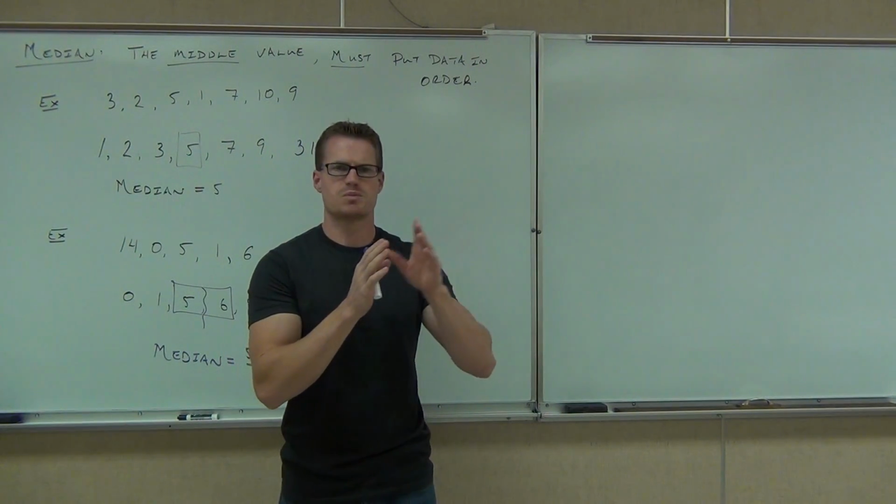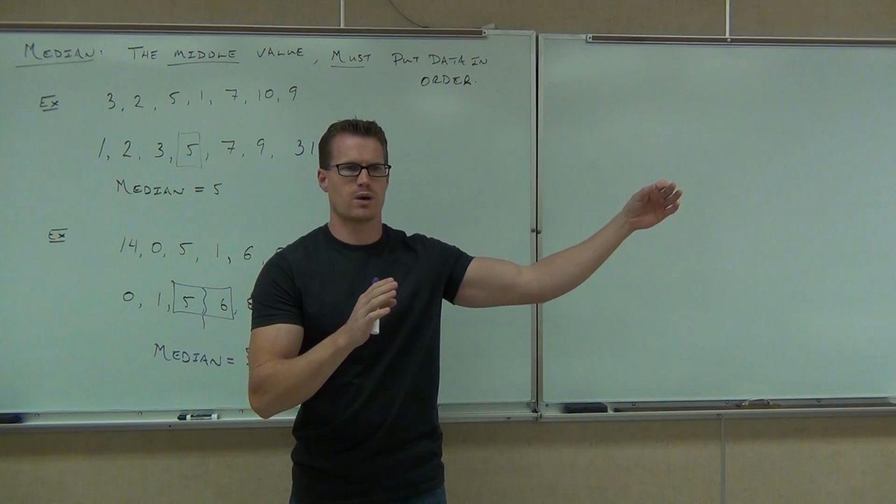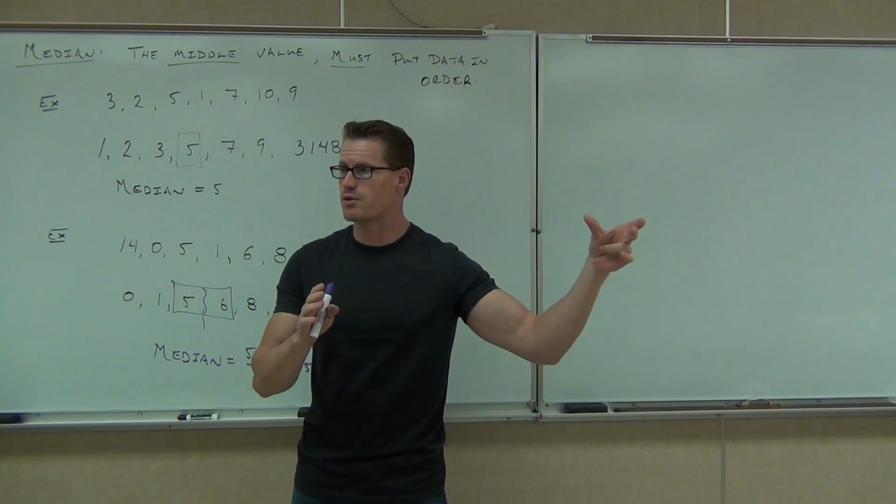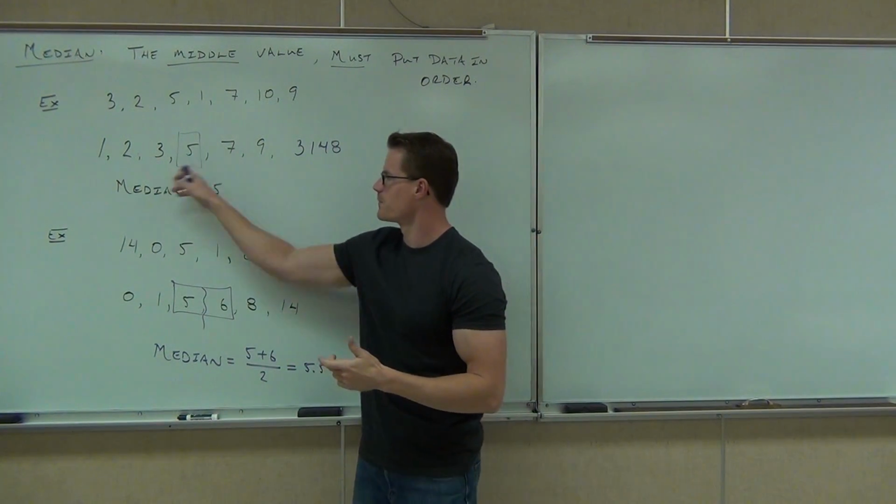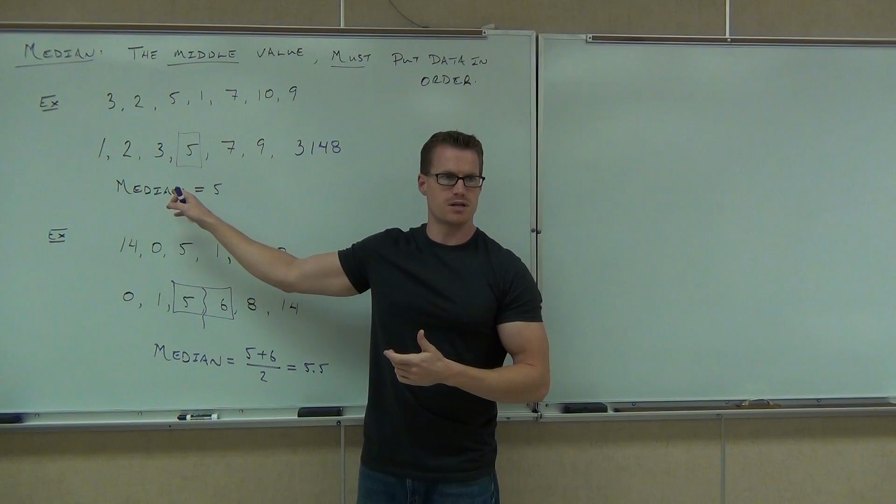Because those outliers, those people who make way more than everyone else, are throwing off the arithmetic average, but they're not going to throw off the median. Do you see the difference in that?